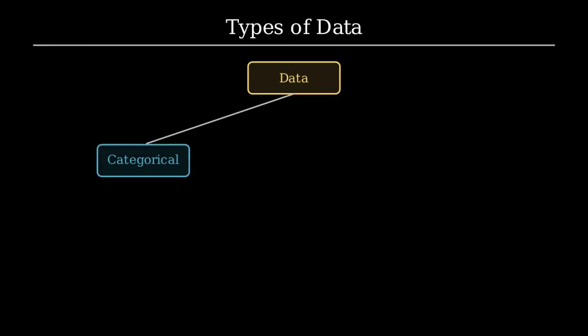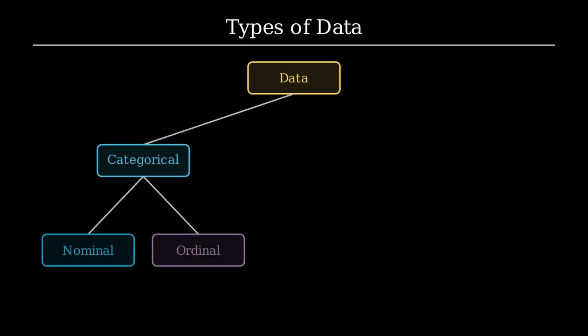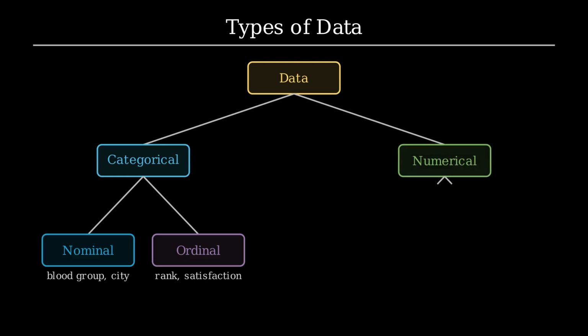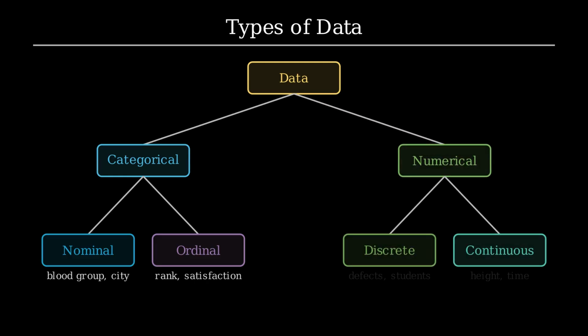Categorical data records labels or groups. Nominal categories have no natural order, while ordinal categories have a meaningful order. Numerical data records quantities. Discrete values are counts, while continuous values are measurements that can take any value within an interval.